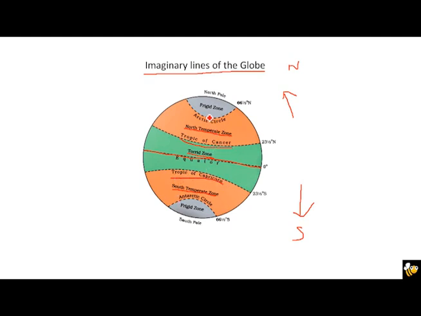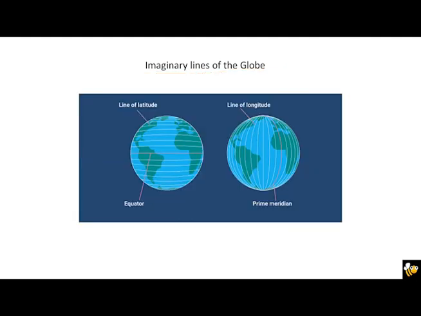At 66.5 degree, both in north and south, we have the frigid zone. In the north we have the Arctic Circle, and in the south we have the Antarctic Circle. So these are the imaginary lines. Now we will discuss some more things, the imaginary lines of the globe.